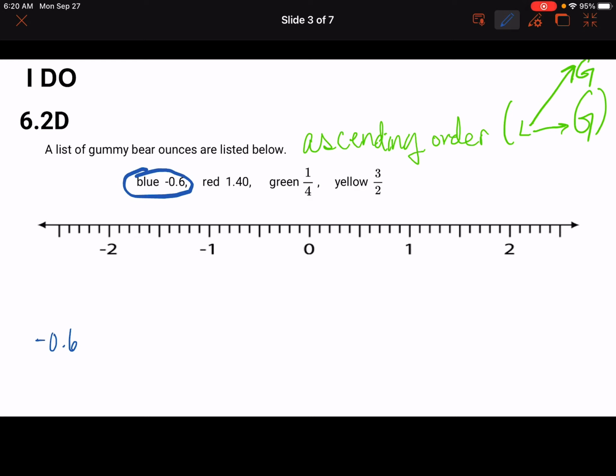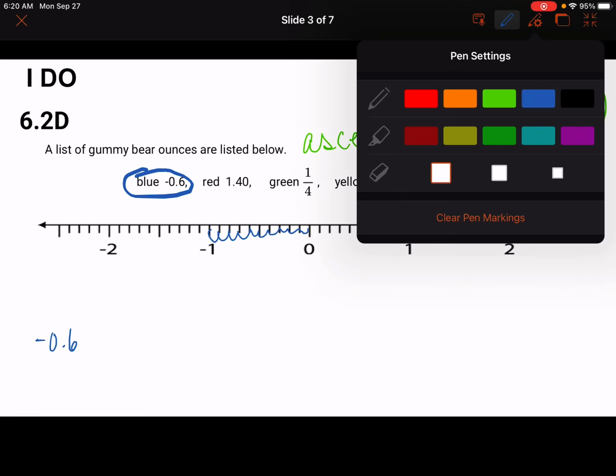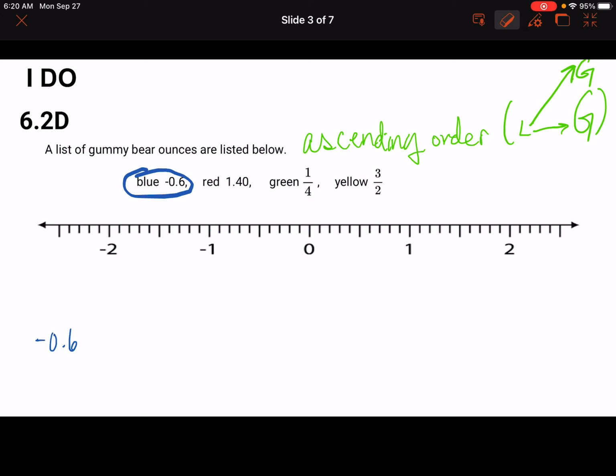Because that's my only negative number. So again, we're going to count 1, 2, 3, 4, 5, 6, 7, 8, 9, 10. So I know each mark is worth 0.10, or 1/10. So if this is negative half, 1 over will be negative 0 and 6/10, blue.